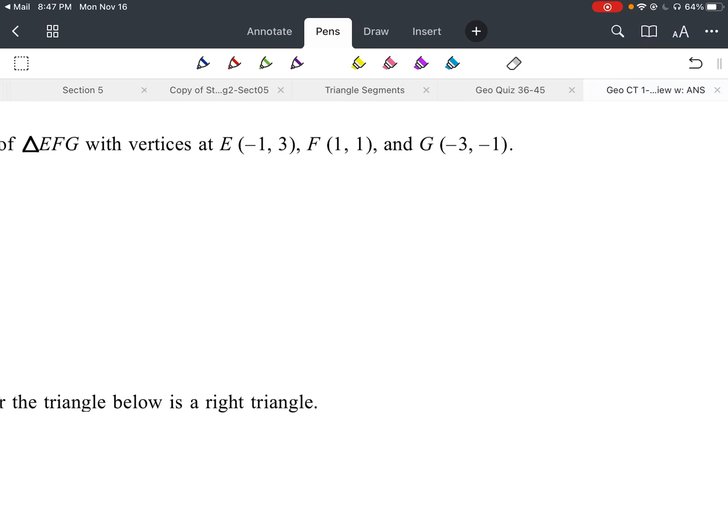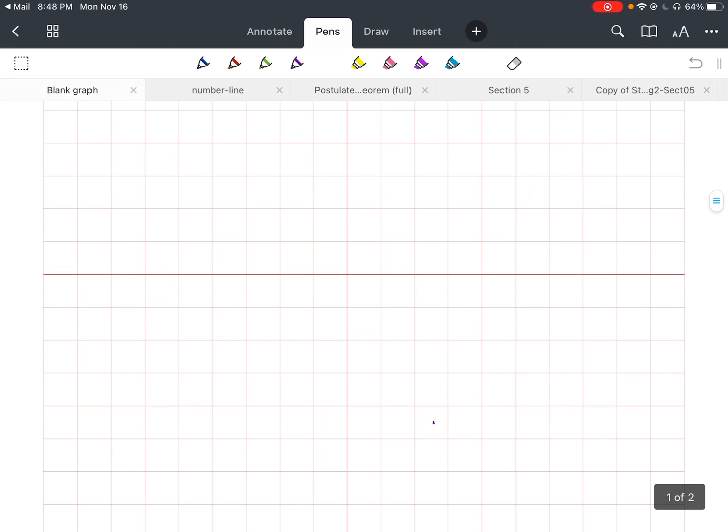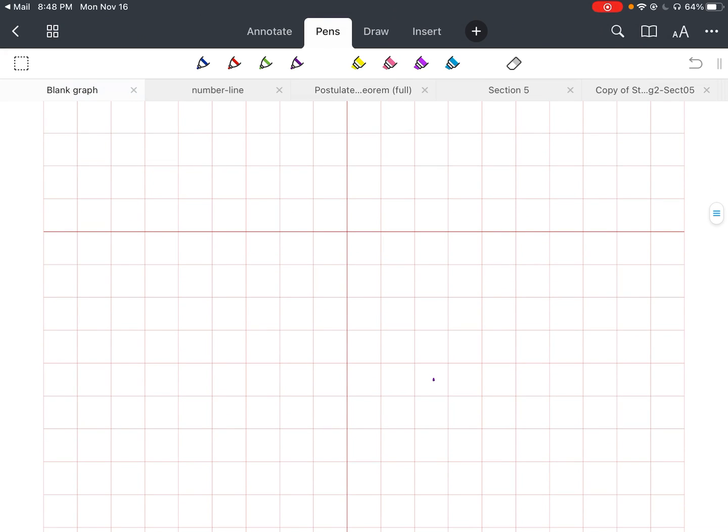Wish I could take a shot of that one. This is -1, 3, 1, 1, and -3, 1. So let's plug this in. This is number 19. All right, so I'm just going to put these onto a graph. And I'm not going to label the graph, but you probably should if you're rolling through this one. So this is going to be E is at -1, 3. So put a little dot there.